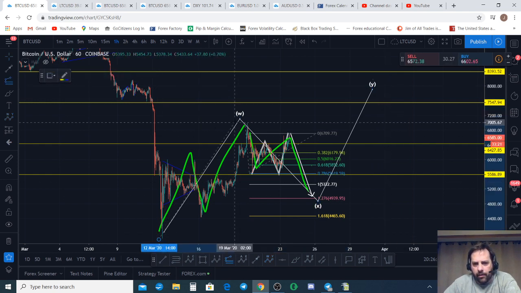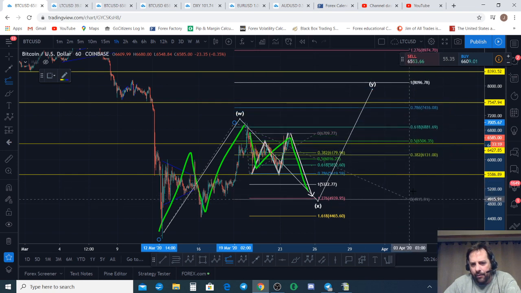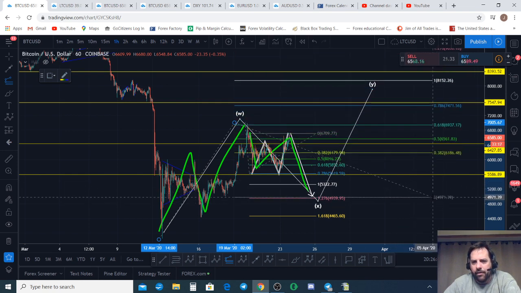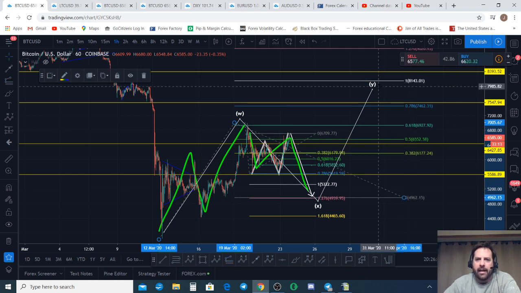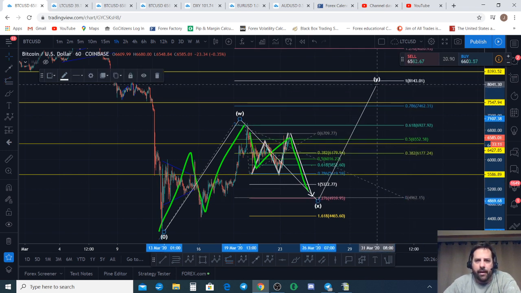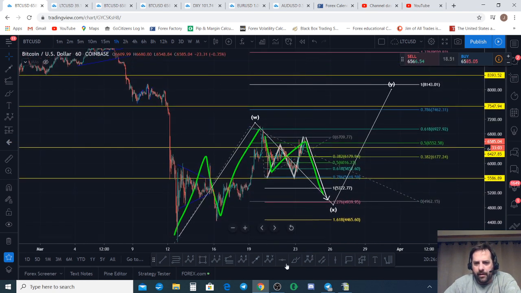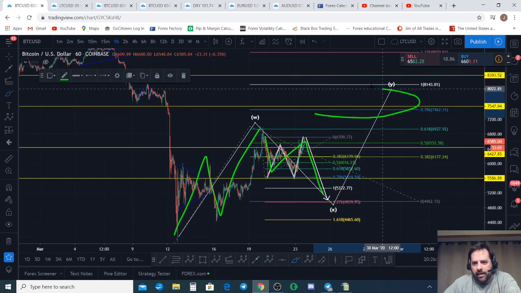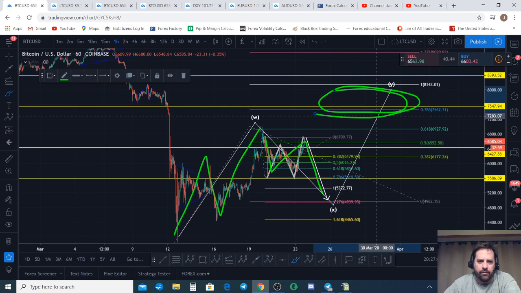So let's look at where the 1-to-1 would come. I don't know how far down we're coming here, so I'm just guessing right here, whether it's the 1-to-1 or the 127. I'm going to put it on the 127. That puts our target somewhere up here at about $8,100 if we get a 1-to-1 three-wave move. So I still have targets in this vicinity right in here. This is my target zone right there.